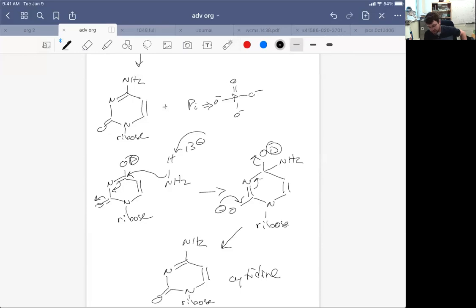It turns out this happens at the triphosphate level. So we would have the nucleotide triphosphate, cytidine triphosphate being formed, because it appears the triphosphate of uridine is what gets converted into cytidine. So we have C and we have U, and those are both of the pyrimidines.